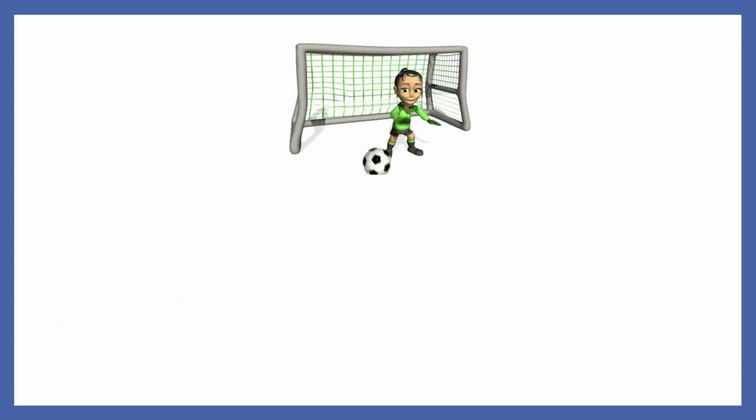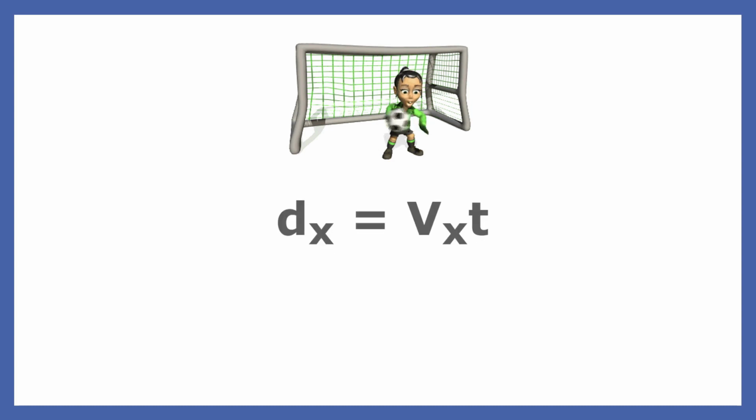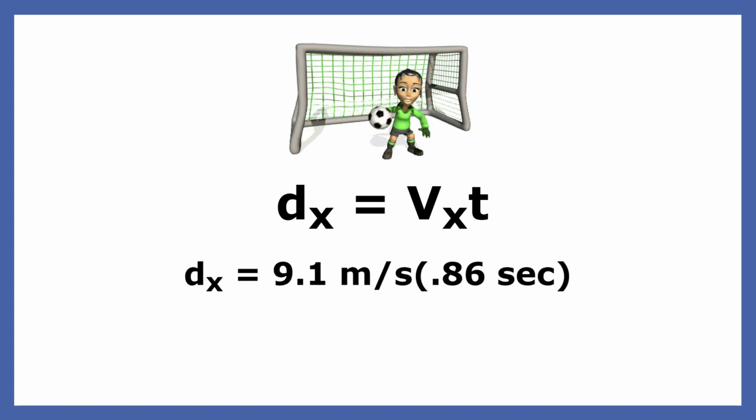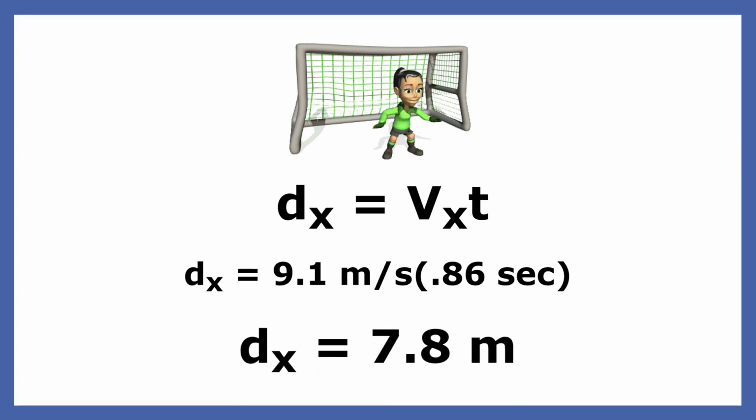So here is the only x equation, dx equals vx times t. We found the vx using cosine is 9.1 meters per second, multiplied by the total time of 0.8 seconds, gives us 7.8 meters.